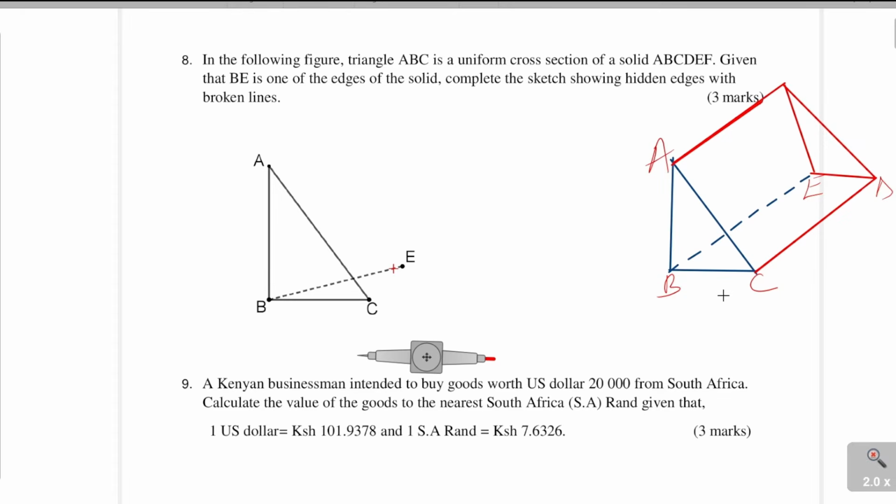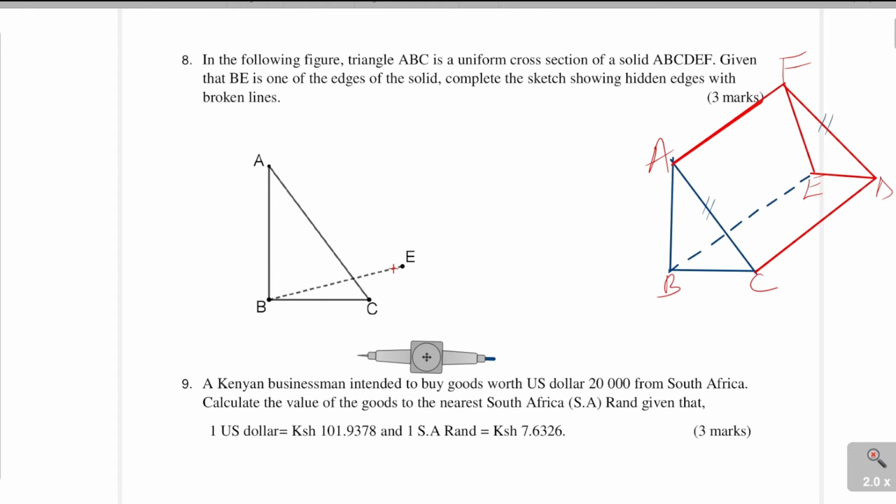And you can complete these ABC, D, E, F. F is there. So you are supposed to be aware when you're completing that these measurements are equal, like AC is equal to FD, BC is equal to ED, BE is equal to AF. Those measurements are going to help you.